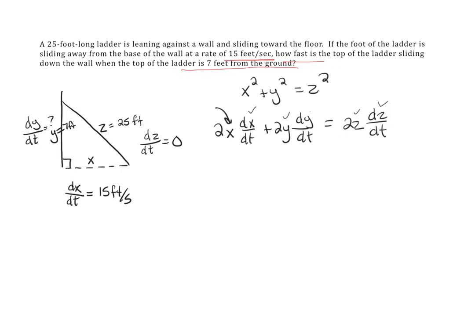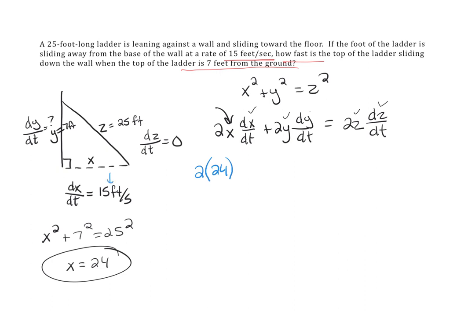What are we missing? We need to find x. How do we find x? We use the Pythagorean theorem. So x squared plus 7 squared equals 25 squared. I'm going to just speed things up and do that for you. You should get x equals 24. We all know how to do that. Okay, now we have to plug everything in. 2 times x is 24, dx/dt is 15, plus 2y, y is 7. We are going to be solving for dy/dt. And then we have 2 times 25, but that doesn't matter because dz/dt is 0.